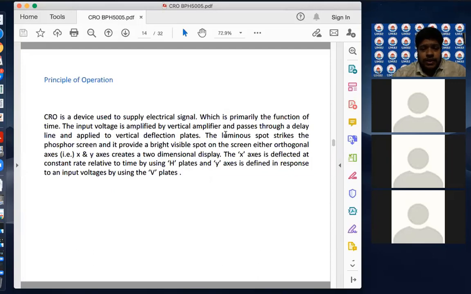So the luminous spot strikes the phosphor screen and provides a bright visible spot on the screen.